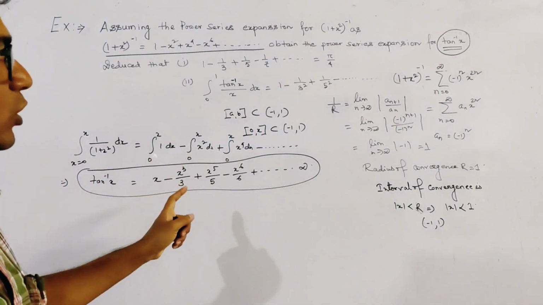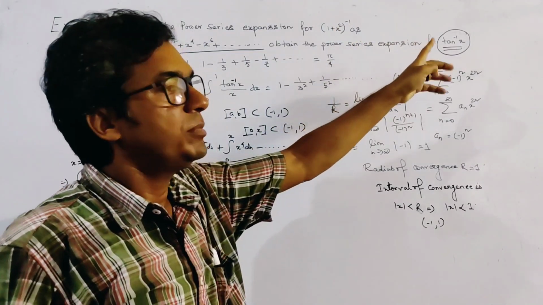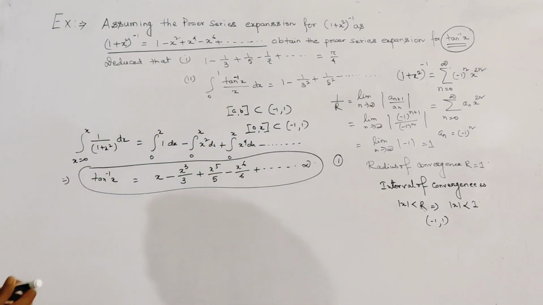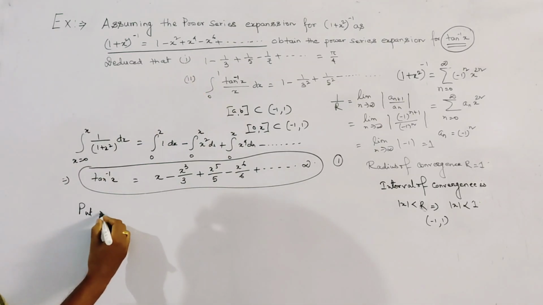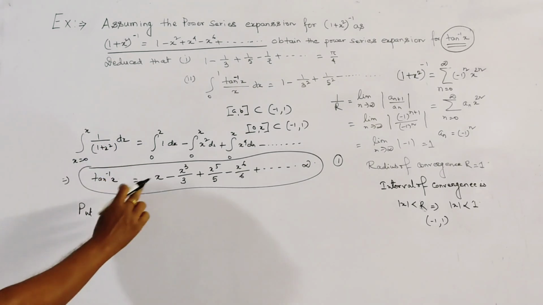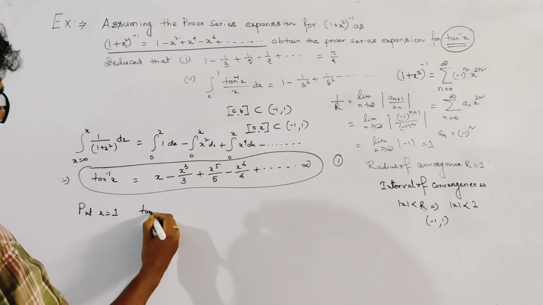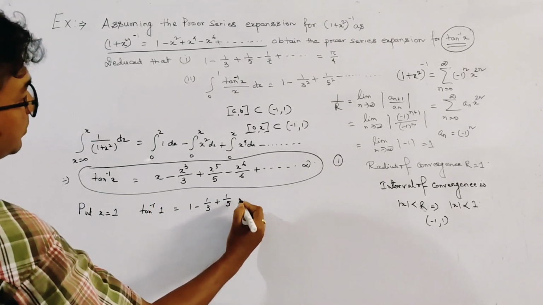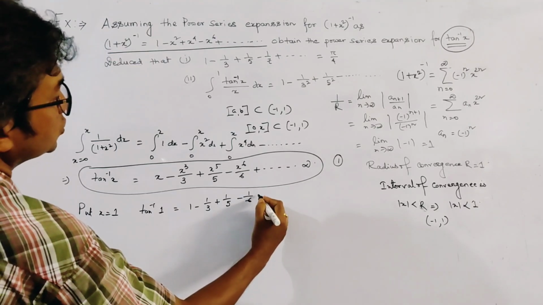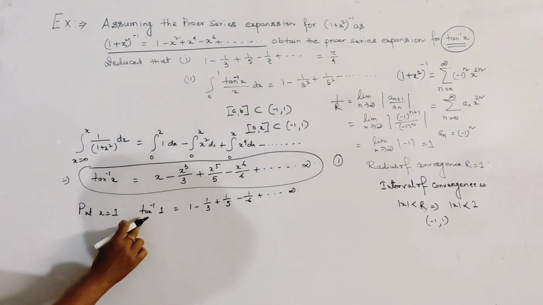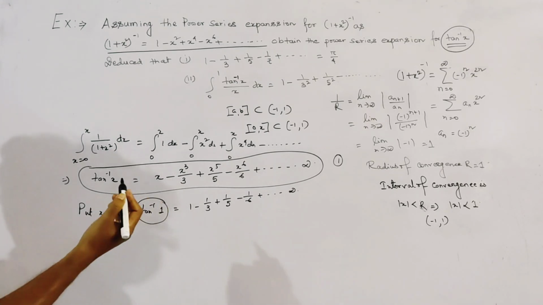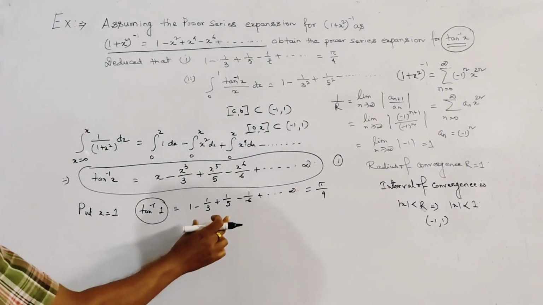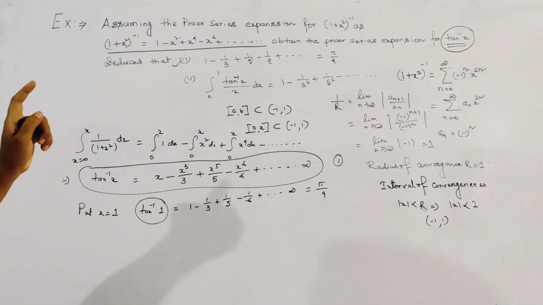So we have already obtained the power series expansion of tan inverse x. Now to deduce the first result, we put x equal to 1 on both sides of this result, and we get tan inverse 1 equal to 1 minus 1 by 3 plus 1 by 5 minus 1 by 7 and so on. And tan inverse 1 is equal to pi by 4, so the series is equal to pi by 4. So we deduce the first given deduction.